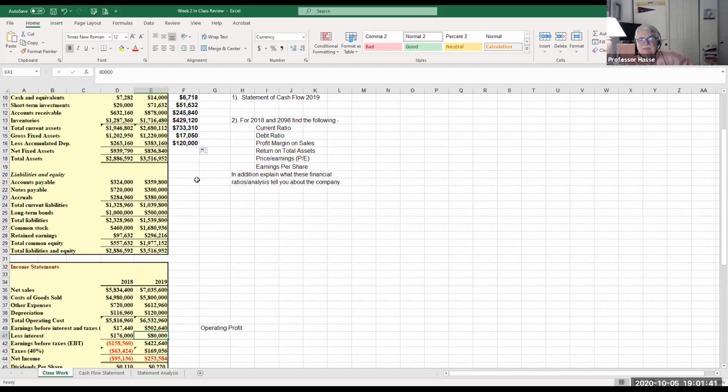But a couple of things here. Notice the deltas, or the change in these numbers for the last year. Accounts payable went up. Notes payable went down. We paid off some of it. Long-term bonds. Oops. Went down. Golly.